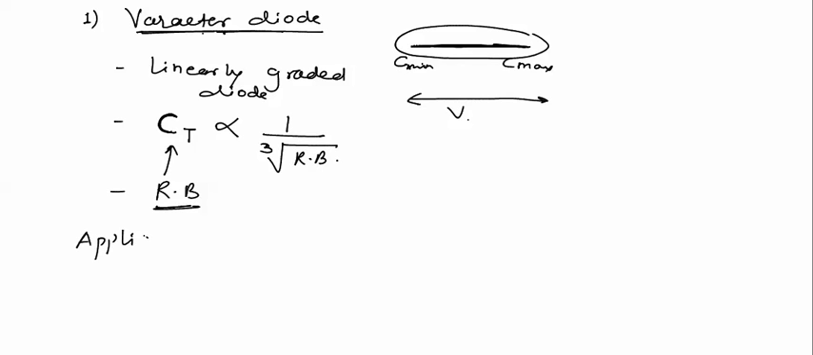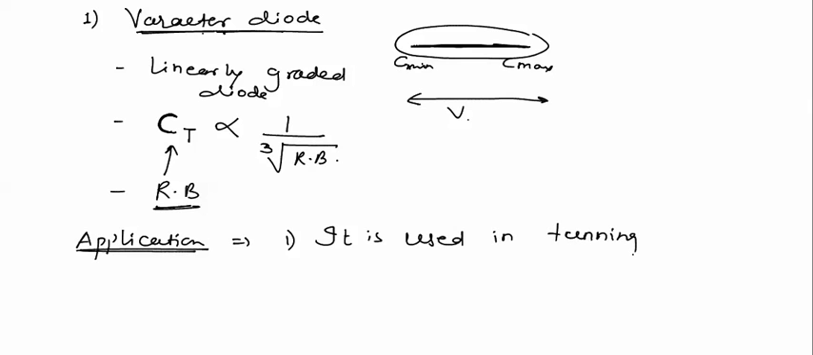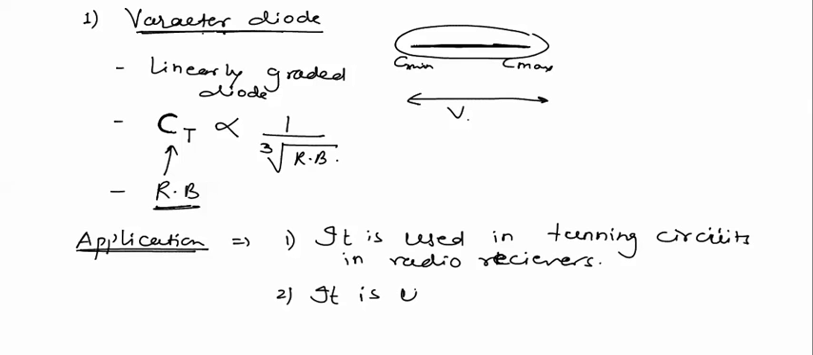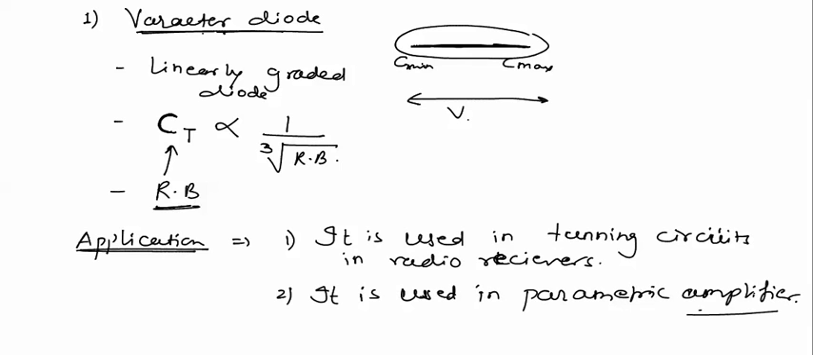Application of this diode. First, it is used in tuning circuits, in radio receivers. It is used for fine tuning of radio receivers. Number two, it is used in parametric amplifiers, where it is used for amplification of high frequency signals.